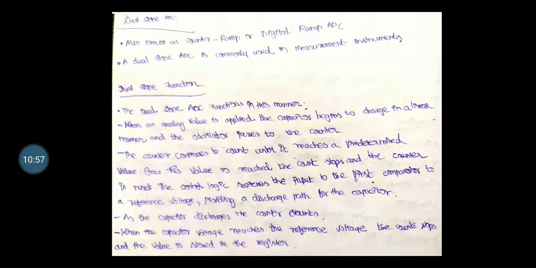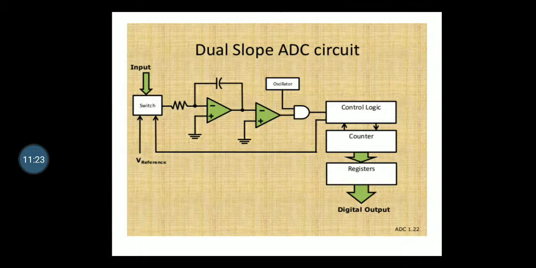The dual slope ADC functions in this manner. When an analog value is applied, the capacitor begins to charge. The counter continues to count until it reaches a predetermined value. Once this value is reached, the counter stops and is reset. So this is the dual slope ADC converter. We give an input and the counter counts until the capacitor is charged. This is controlled by the control logic.